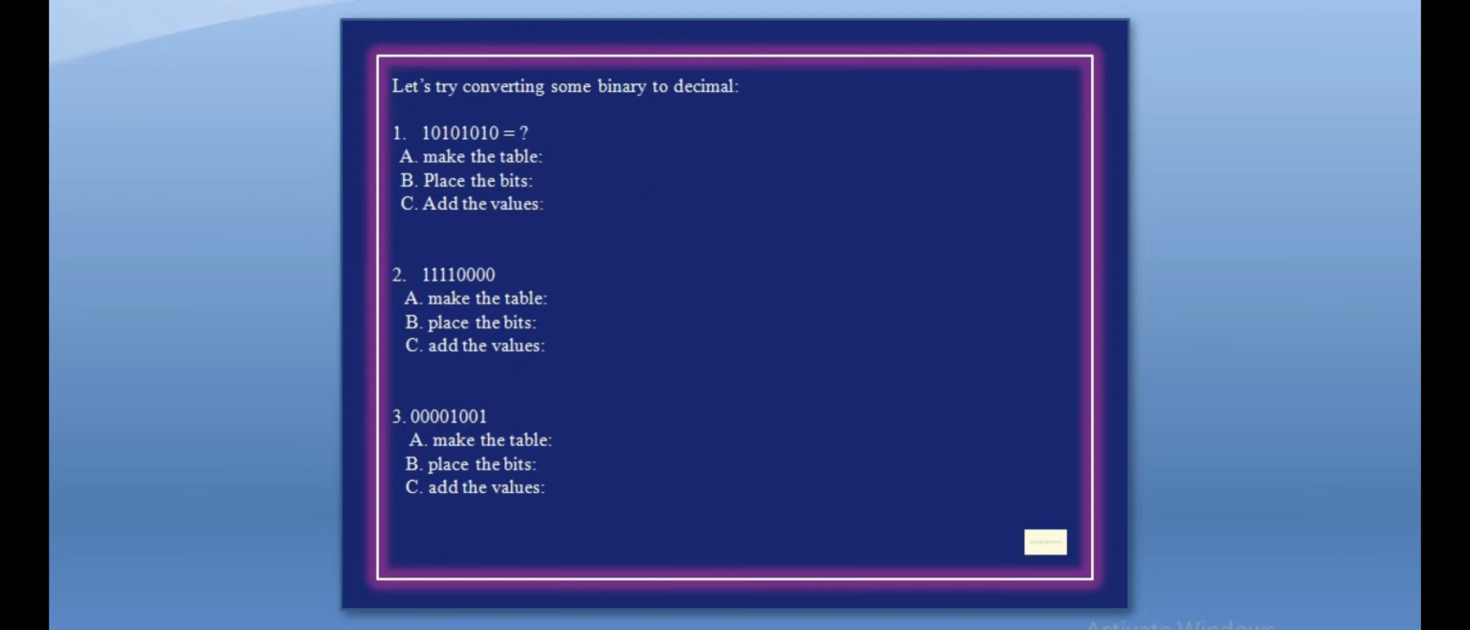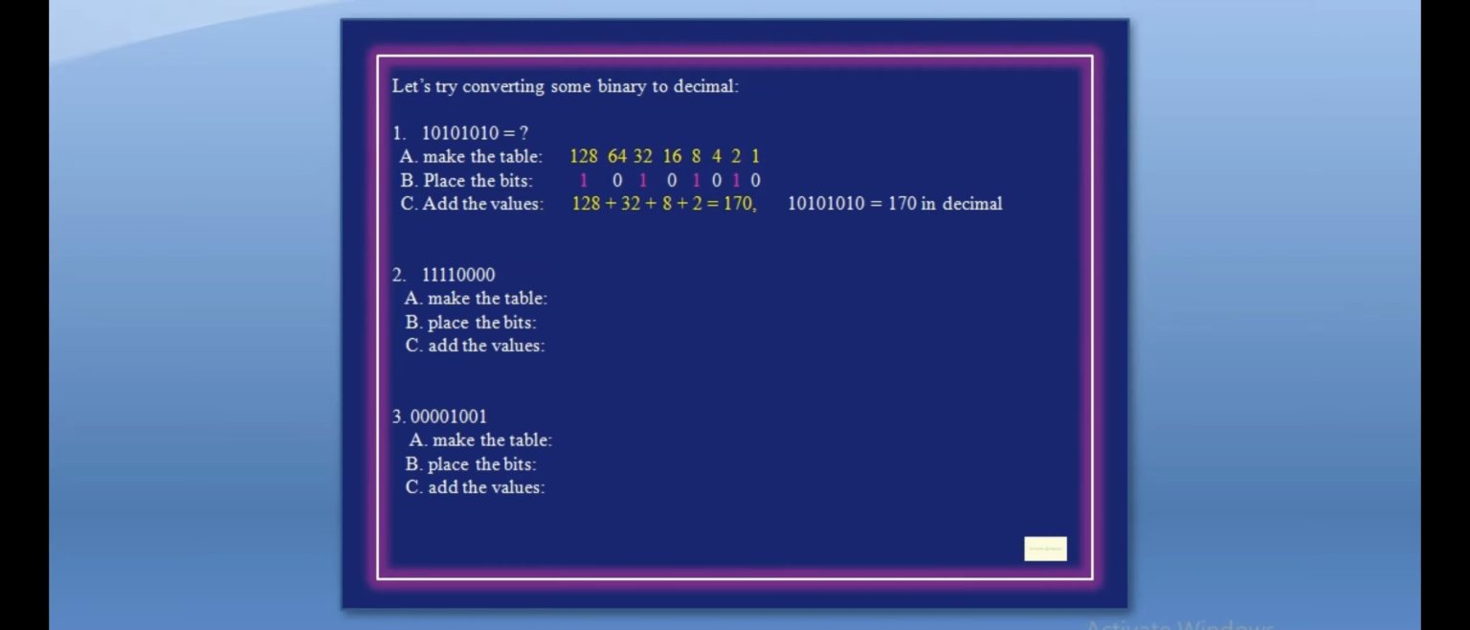Let's try to convert 10101010 to decimal. Step 1, we make the table. Step 2, we place the bits. Step 3, we add the values with the bit value of 1. So here it will become 128 plus 32 plus 8 plus 2, which equals 170. Hence the decimal equivalent for 10101010 is 170.